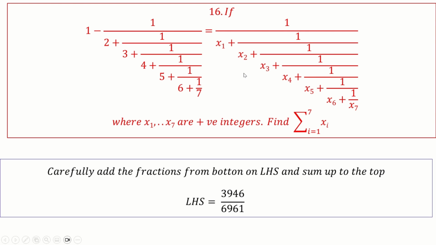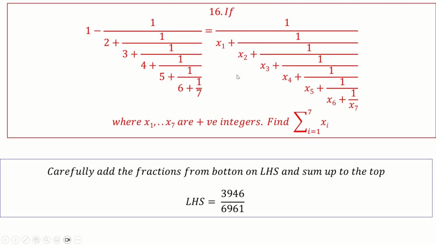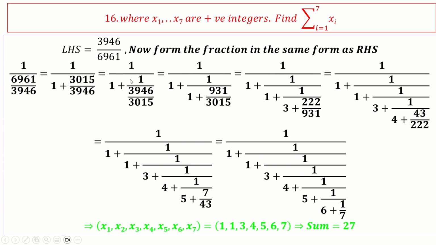Now once I know this one, I need to rearrange it in the form of RHS side. So how do you do that? You now come from top to bottom. In the LHS side, you went bottom to top. Now you come top to bottom. How you do this is very simple. This is what your LHS is. So I will write it as 1 by 6961 divided by 3946. I can write this denominator as 1 plus 3015 divided by 3946.